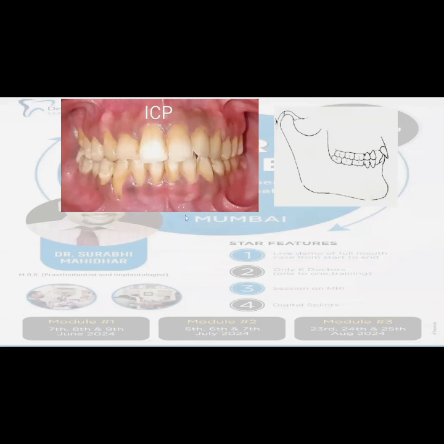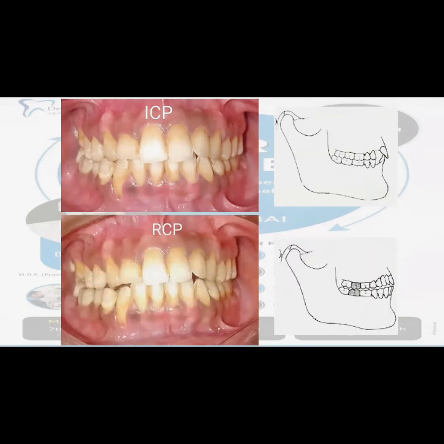So if you see this picture, you will understand clearly that in maximum intercuspation, we don't see any kind of changes. But only when I guide the jaw into centric, in the second picture, as you see here, you see something gross.